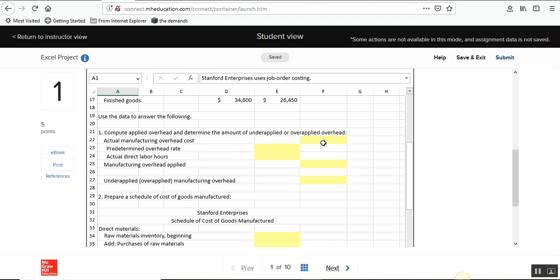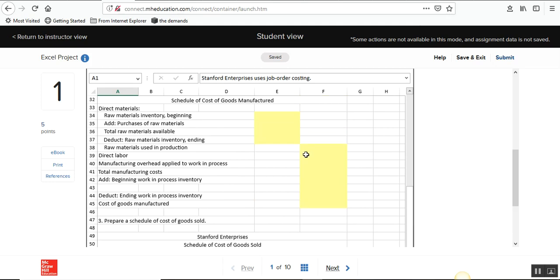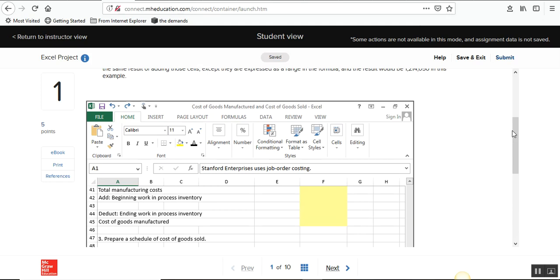So this is the actual manufacturing overhead applied, and then you're comparing it to whether it's over applied or under applied. And then you complete the cost of goods manufactured and the cost of goods sold sections. And essentially that's the worksheet 1.